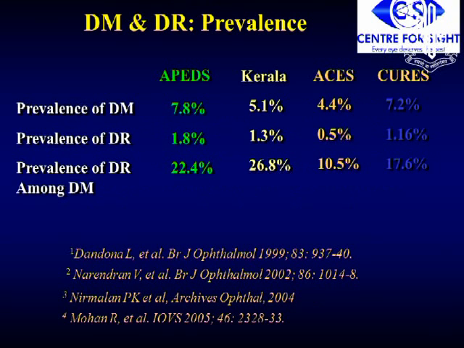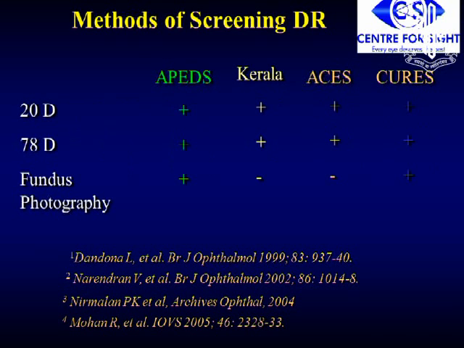And if you see the prevalence by different studies, the prevalence of diabetes is almost 7 to 10%, and there is an urban-rural variation. 4% is for the rural, and urban it is touching 10%. Like 1 in 10 persons is having diabetes, and the prevalence of diabetic retinopathy is almost 30% of the diabetics. And there are different screening modalities that have been adopted in these screening programs: the 20D, 70D examination, fundus photography.